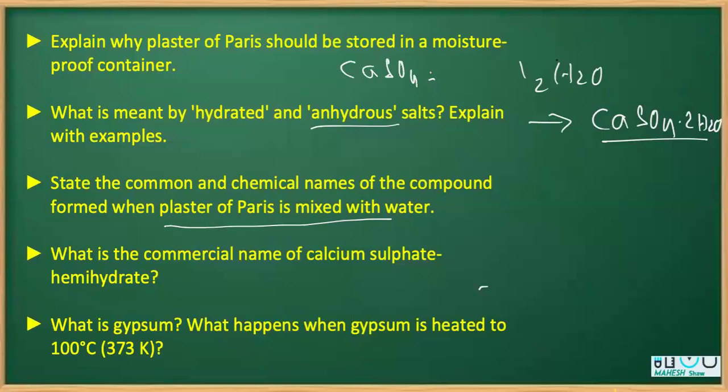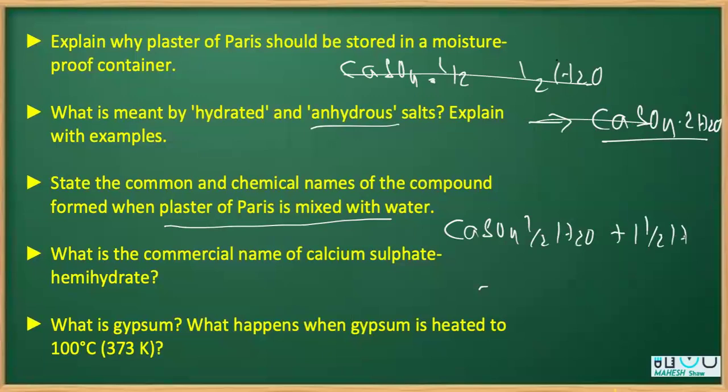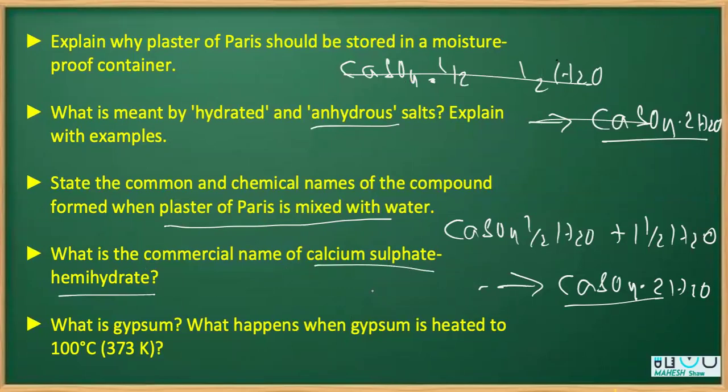This CaSO4 half H2O. I should write it again. This is CaSO4 half H2O. When it is mixed with water, it absorbs 1.5 water molecules and turns into gypsum, which is CaSO4.2H2O. This is gypsum.